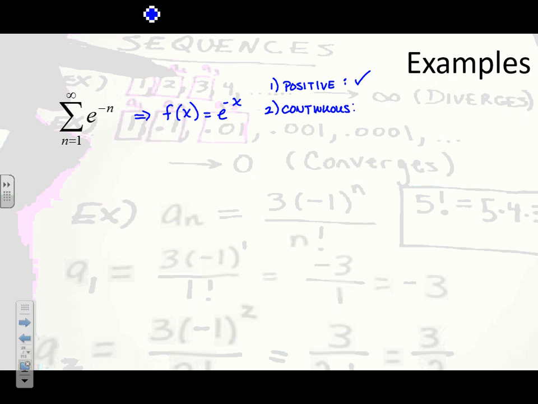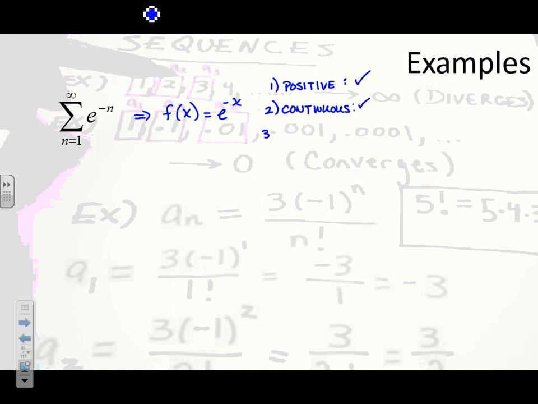So for the continuous condition, you'd have to think about, are there any asymptotes? Would there be any discontinuities anywhere on our domain? From n equals 1 to infinity, we should be continuous the entire way. So again, you can just check it off. We checked it, we know it's good.